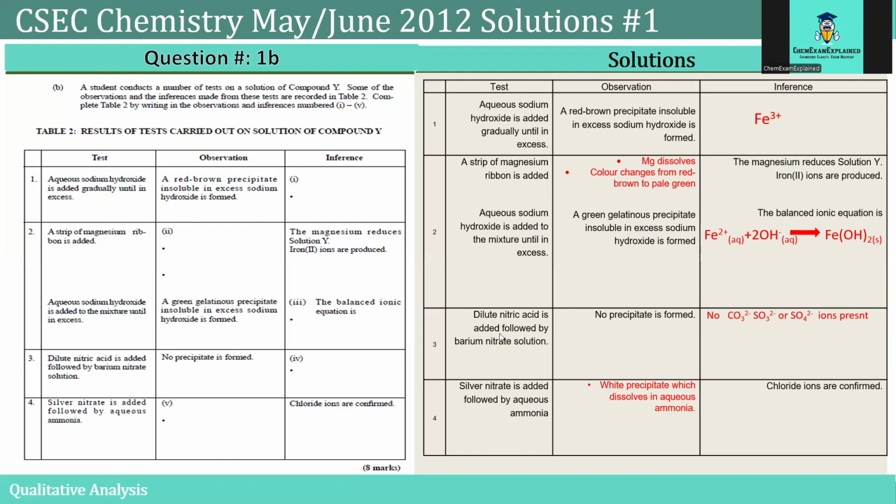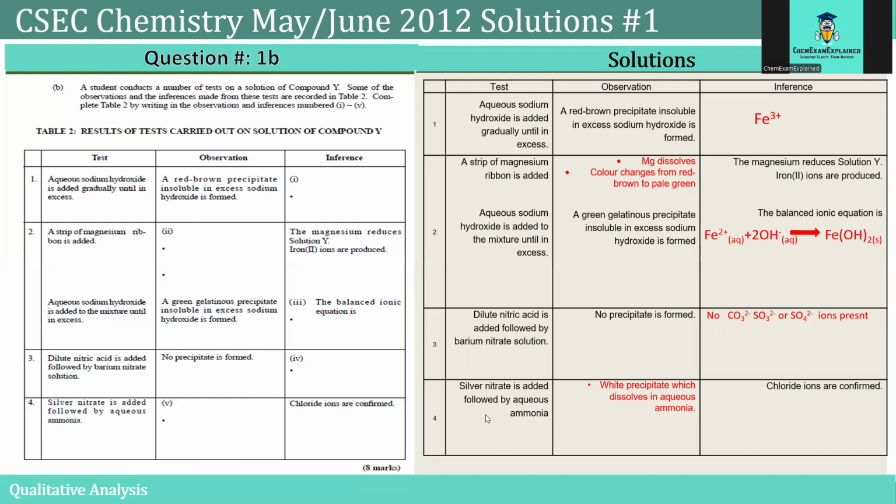Test 3. Dilute nitric acid is added followed by barium nitrate solution. So once you see dilute nitric acid followed by barium nitrate, or dilute hydrochloric acid followed by barium chloride, we are testing for the presence of carbonates, sulfates, and sulfites. So if our observation when using these reagents is that no precipitate is formed, then we can come to the conclusion that no carbonate ions, no sulfite ions, or sulfate ions are present.